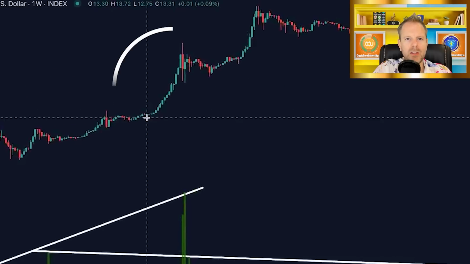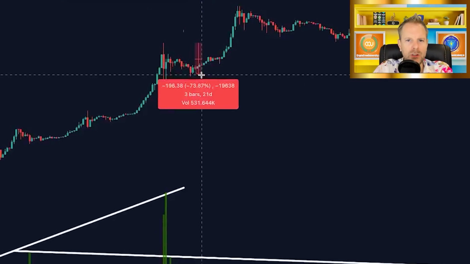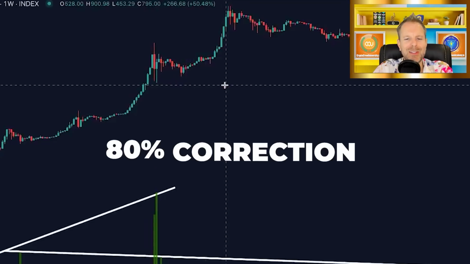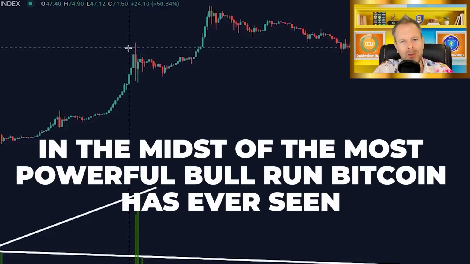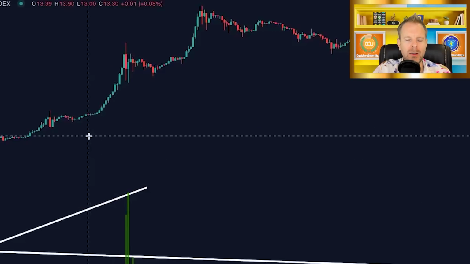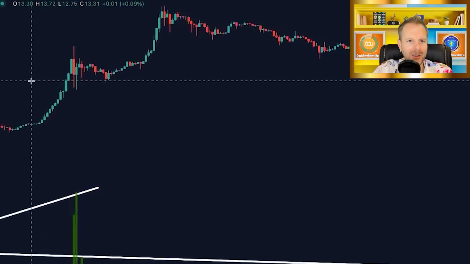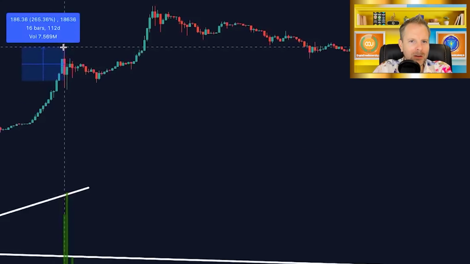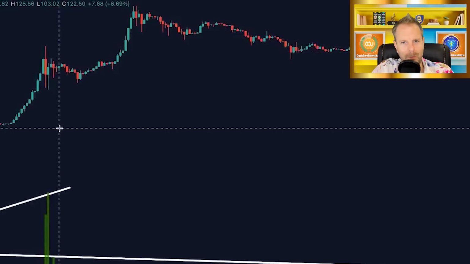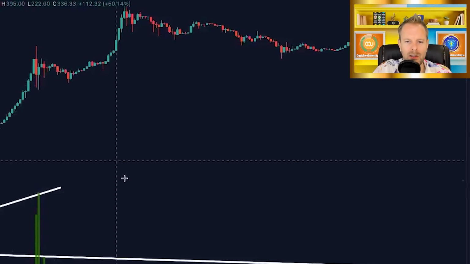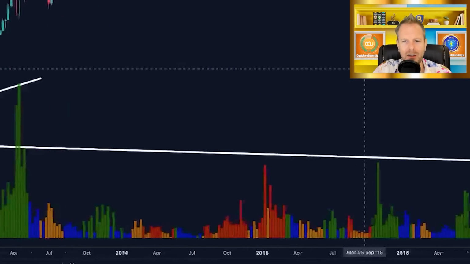So this phase 3 was so powerful that we had an enormous correction just to catch our breath. This was an 80% correction in the midst of the most powerful bull run Bitcoin has ever seen. So you have to be ready for anything. When things are unhealthy, this was an unhealthy, exuberant move up. Look at all these green candles in a row. I mean, these are weekly candles. We literally had 15 weeks in a row with green bars. So yeah, we needed to cool down. This was an explosive move, and you can see that was the most explosive part of that entire cycle.